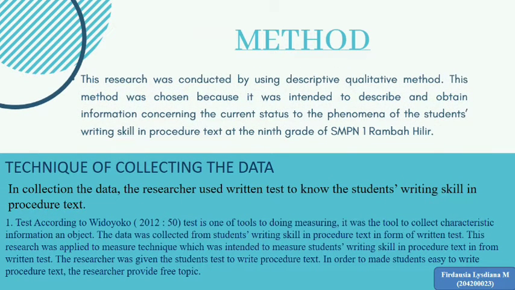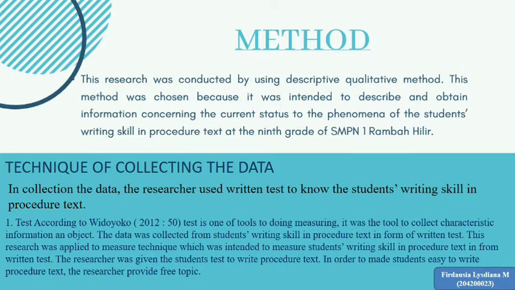And next, method. This research was conducted by using descriptive qualitative method. This method was chosen because it was intended to describe and obtain information concerning the current status of the phenomena of the student writing skill in procedure text at the 9th grade of Junior High School 1 Rambahilir.